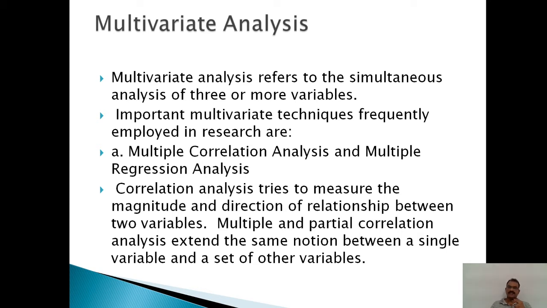We have already discussed that correlation analysis tries to measure the magnitude and direction of relations between two variables. Multiple and partial correlation analysis extends the same notion between a single variable and a set of other variables. So in multiple correlation and in partial correlation, a relation between one variable and a set of other variables are studied.